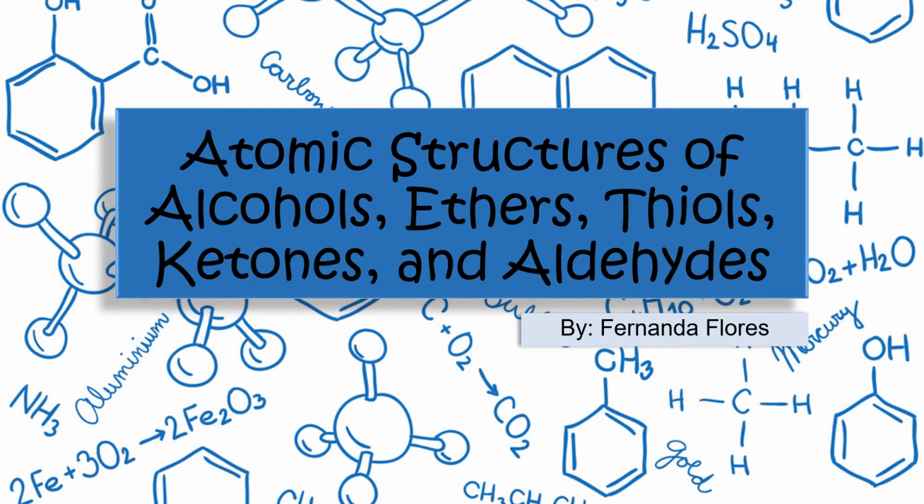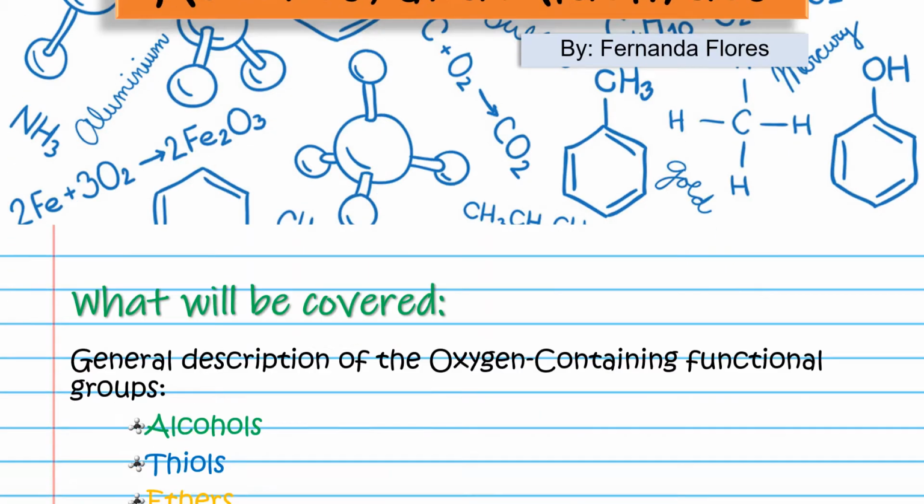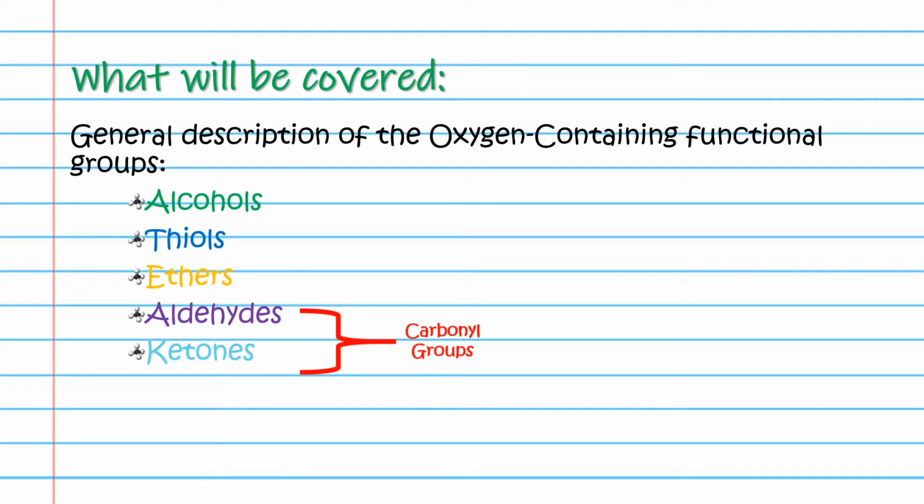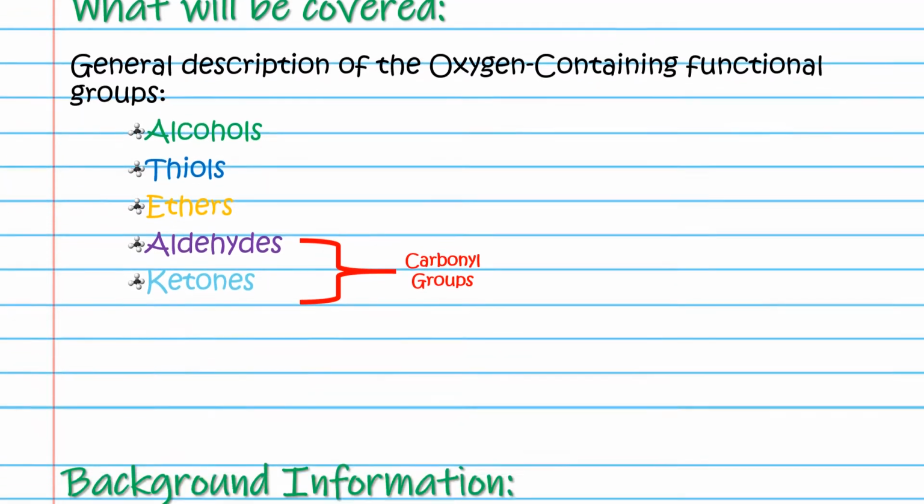Guys, my name is Brianna Flores, and I'm going to be talking about the atomic structures of alcohols, ethers, thiols, aldehydes, and ketones. So as the title suggests, I'm going to be talking about the oxygen-containing functional groups. And aldehydes and ketones belong to what's called a carbonyl group. So I'm going to be giving you a little bit of detail about what a carbonyl group is.